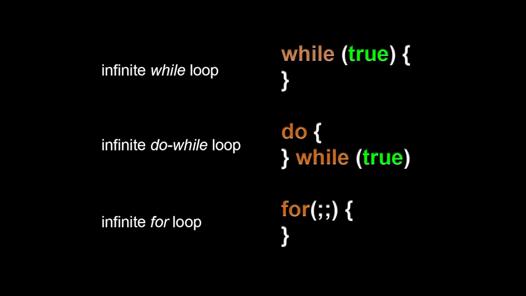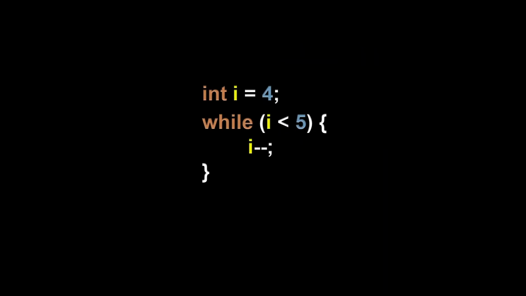Now this is not the only way to make an infinite loop. For example, in this while statement, the body of the loop will be entered because i is initialized to 4 and 4 is less than 5 when the while statement is initially executed.